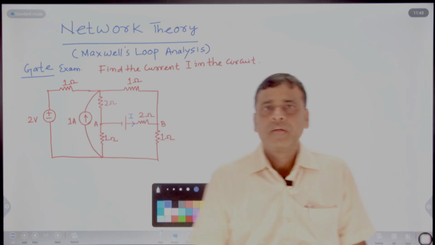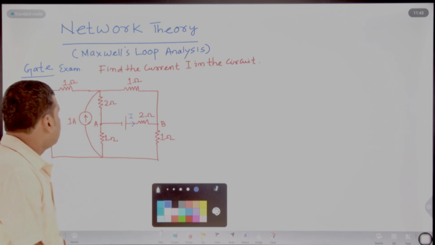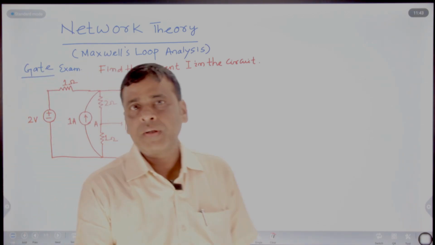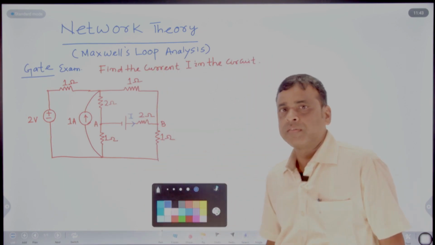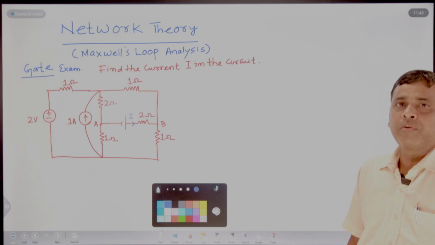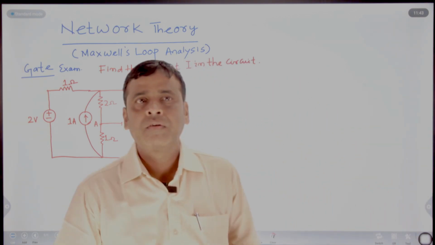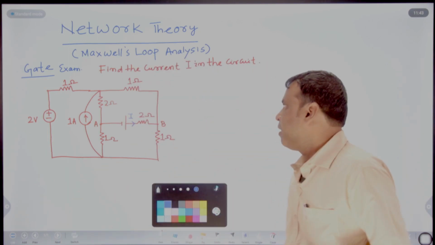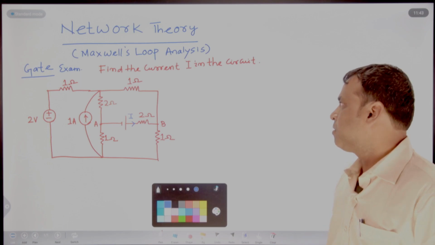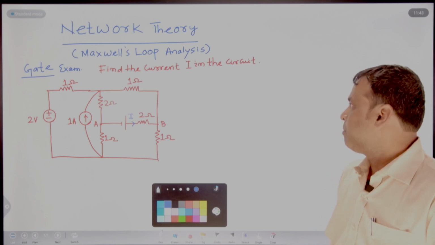Now today we will do some more problems related to network theory, Maxwell's loop analysis. In Maxwell's loop analysis, already I told you in previous classes how to find the loop current. If the network consists of 3 loops, then we will find the 3 currents I1, I2 and I3. And this type of problem has been asked in GATE examination, also IAS exam and also competitive examinations.